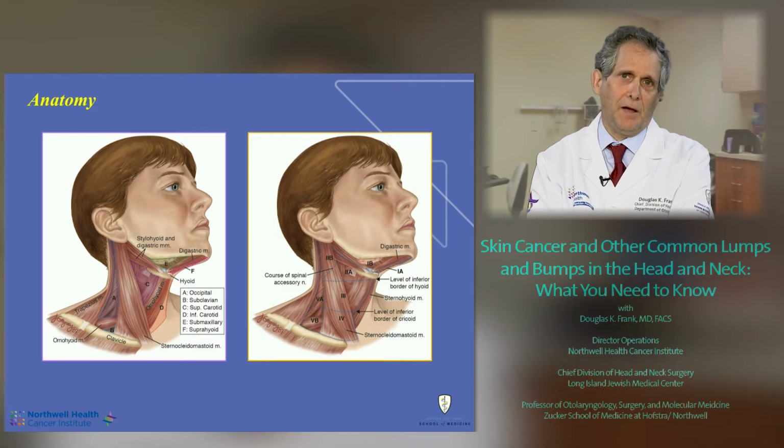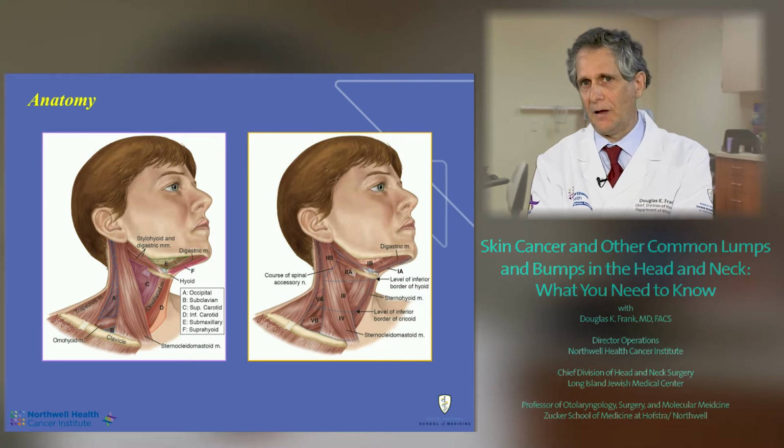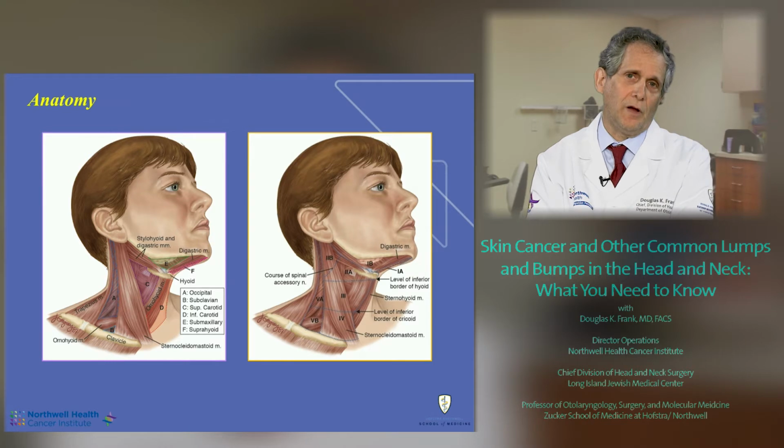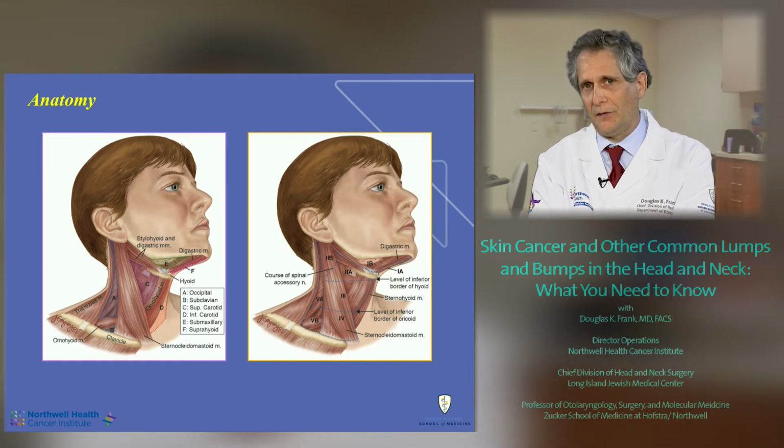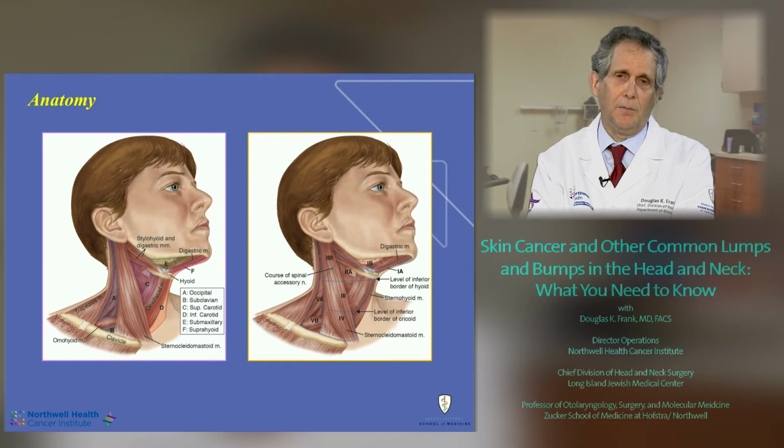First, a little bit about some basic anatomy. The head and neck is covered with skin, and we're going to spend a good amount of time talking about that. And also what's underneath the skin of the neck, which consists of muscles, blood vessels, lymphatics off to the sides of the neck, and in the middle, the thyroid gland.